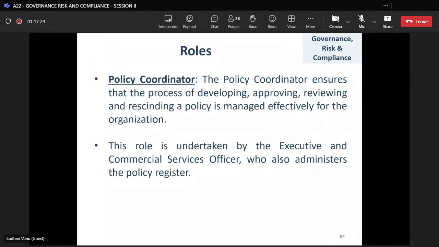And the next one is roles in the steering committee. In these roles I have the policy coordinator, policy owner, policy author and the policy review group. First is the policy coordinator, who ensures the process of developing, approving, reviewing and presenting a policy, managing it in an effective way for the organization. The role is undertaken by the executives and the commercial services officers, who administer the policy register at the policy coordinator level.